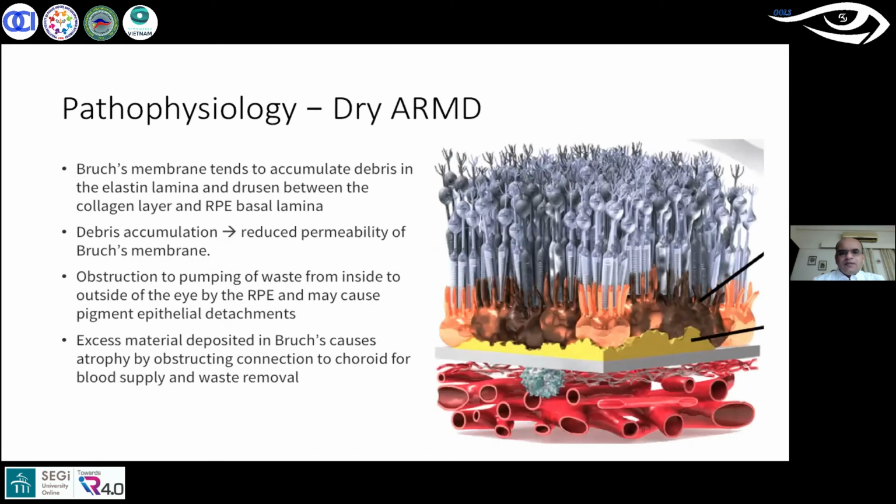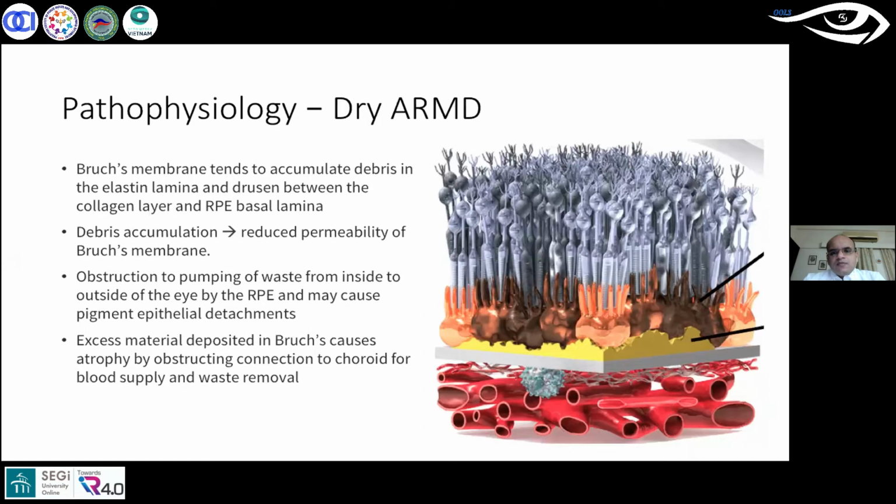The retinal pigment epithelium, we have to realize, is a highly metabolic tissue. It's a neural tissue, and as a result there's a constant production of metabolic byproducts. The Bruch's membrane tends to accumulate the debris in the elastin lamina and the drusen between the collagen layer and the RPE basal lamina. So that is the underlying pathophysiology here. That is, the Bruch's membrane becomes less permeable.